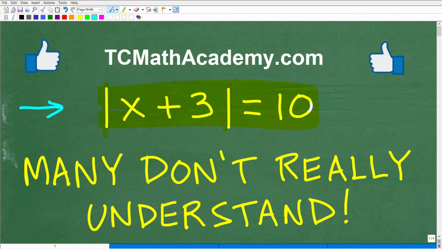So let's keep it simple. If you can solve this absolute value equation, the absolute value of x plus 3 is equal to 10, go ahead and put your answer into the comment section. I'll show you the correct answer in a second, and then I'm going to go through the solution. More than that, I'm going to give you the underlying understanding of the bigger picture when it comes to absolute value problems. This is really important stuff, especially for those of you studying algebra.